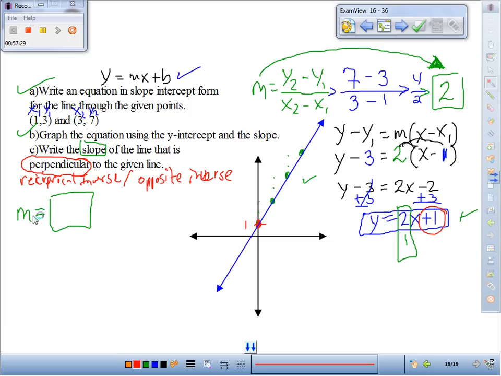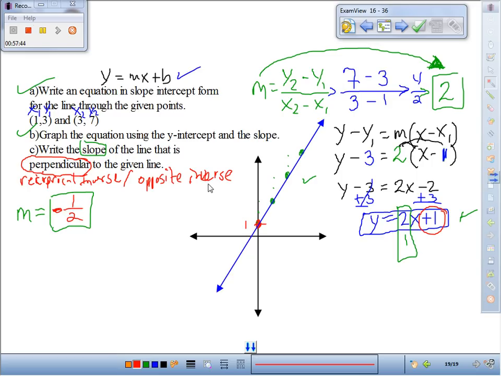So let's see. What was our original slope? 2, and it's a positive. So therefore, our reciprocal inverse would be a negative. And if this is 2, what is the reciprocal? 1/2. And we're done with part C. Once again, for perpendicular, you don't need to show any work as long as you show me the slope that's reciprocal, inverse.